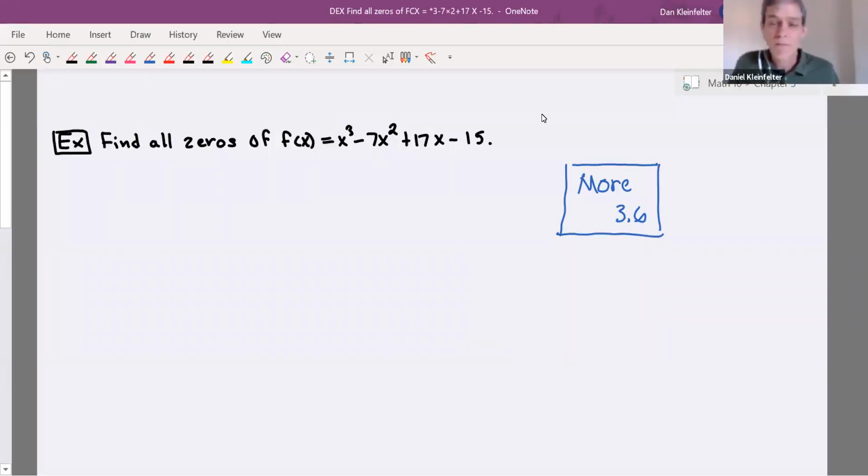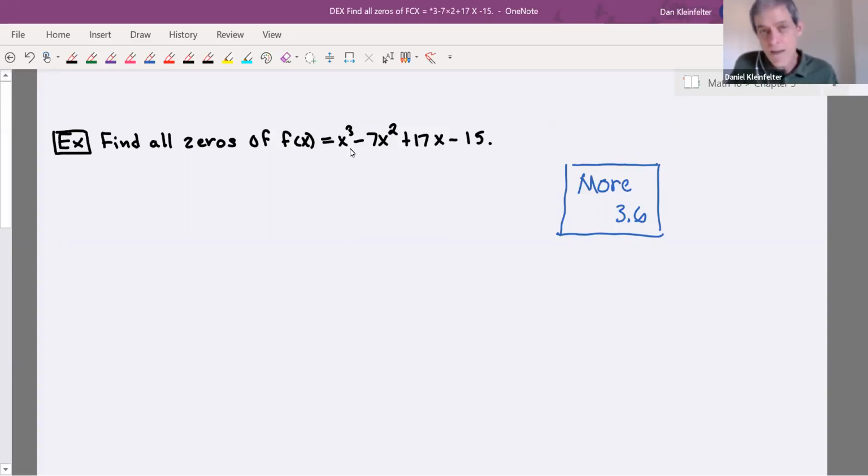Welcome back, everybody. In this video, we're continuing to work on section 3.6, starting by looking at some examples. So our first example here, we're finding the zeros of a degree 3 polynomial. So kind of the plan would be to take a look and see, okay, is there any way of factoring this polynomial? And if there is, we can factor it and use the factor theorem to find the zeros.